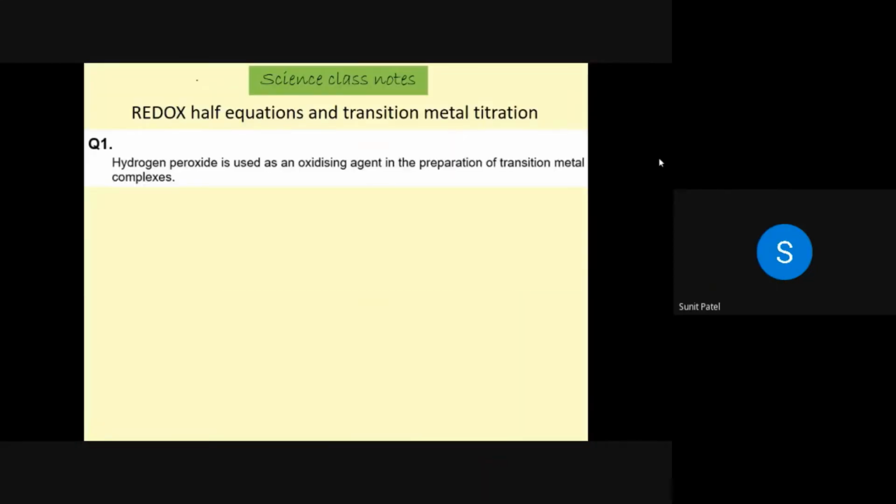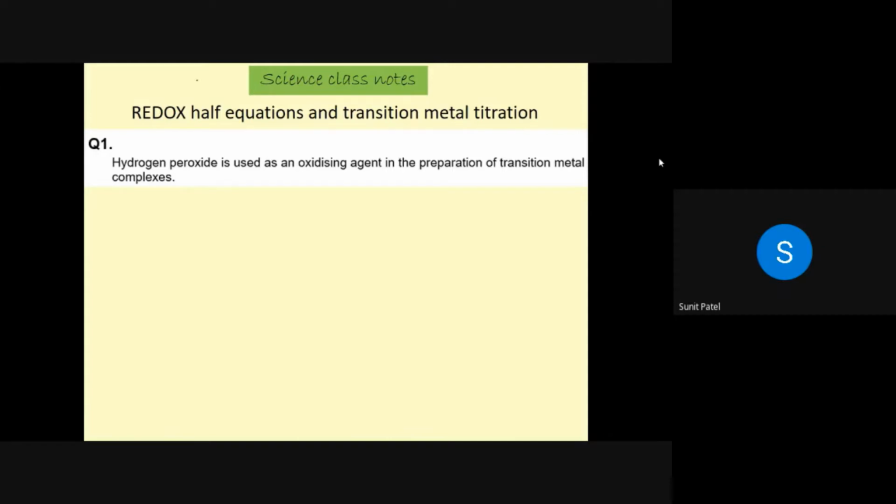Today we're looking at redox half equations and transition metal titration reactions. Here's a question I found. It's an older question, I think. However, I've missed out some parts of it, but the question starts off with hydrogen peroxide used as an oxidizing agent in the preparation of transition metal complexes.